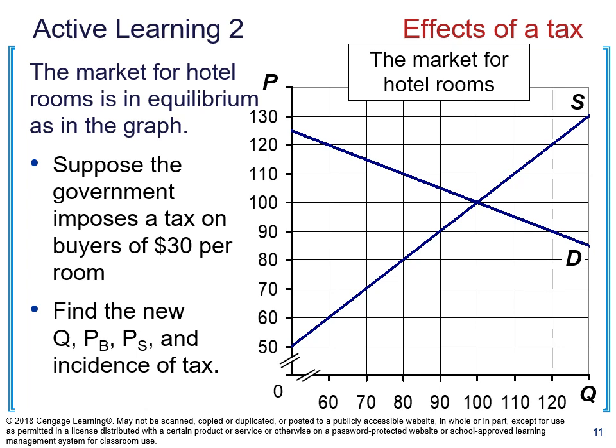Here it says that the tax is imposed on buyers, but we already learned that that does not matter. Whether it's on buyers or on sellers, it is going to drive a wedge of $30 between the supply and the demand curve. So hit the pause button, think about this, write your answers, and come back to compare answers.